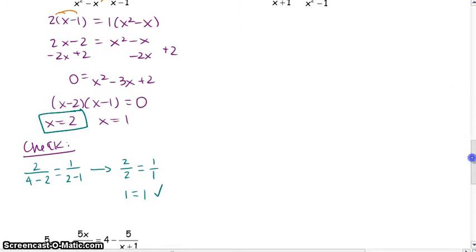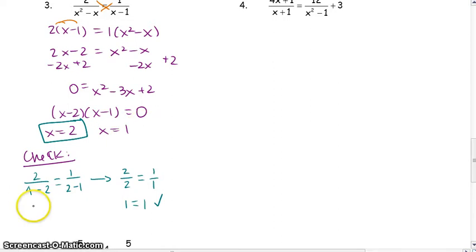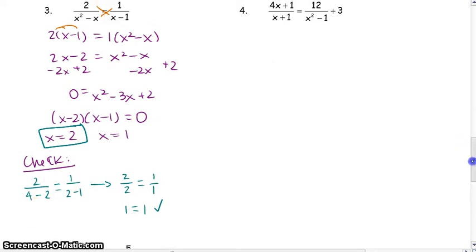Now let's try our x equals 1. So I'm going to plug 1 in everywhere I see an x in my original equation. So I'm actually going to move this real quick. Okay. So we have 2 over 1 squared minus 1, and that will equal 1 over 1 minus 1. So that gives us 2 over 0 equals 1 over 0.